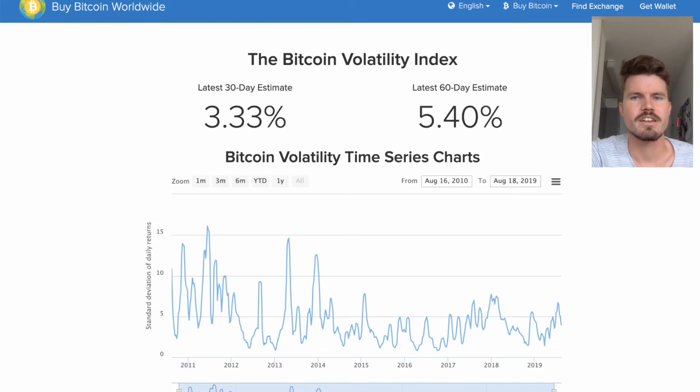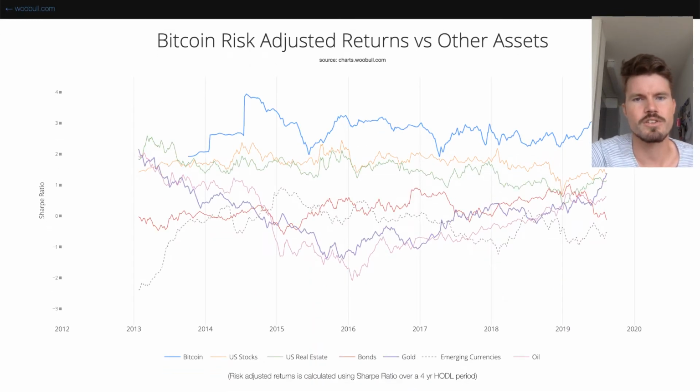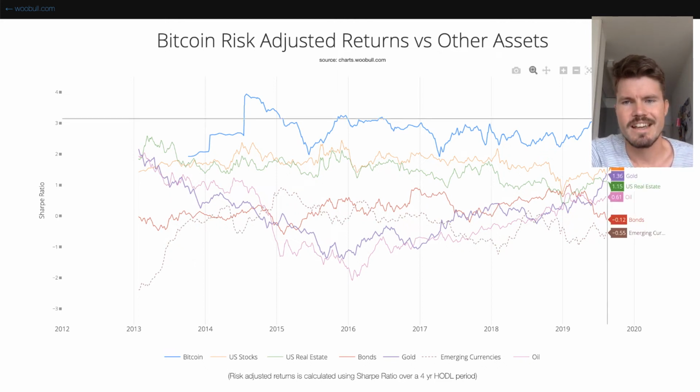But here there's a very nice graph which plots different risk-adjusted returns versus other assets. And here it's based on the 4-year data. So imagine you'd buy maybe US stocks or Bitcoin or US real estate 4 years ago, and today you would look at the Sharpe ratio. We looked at the formula before, and you calculate that. However, you look at a 4-year period. And here's a nice example.